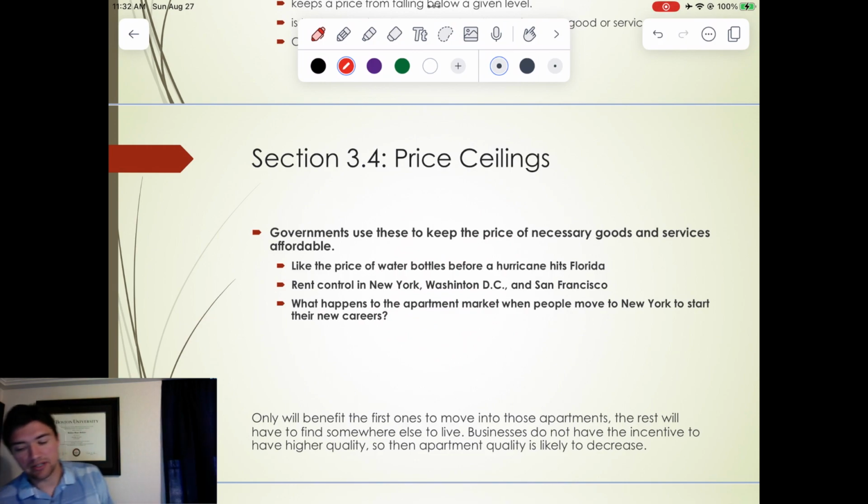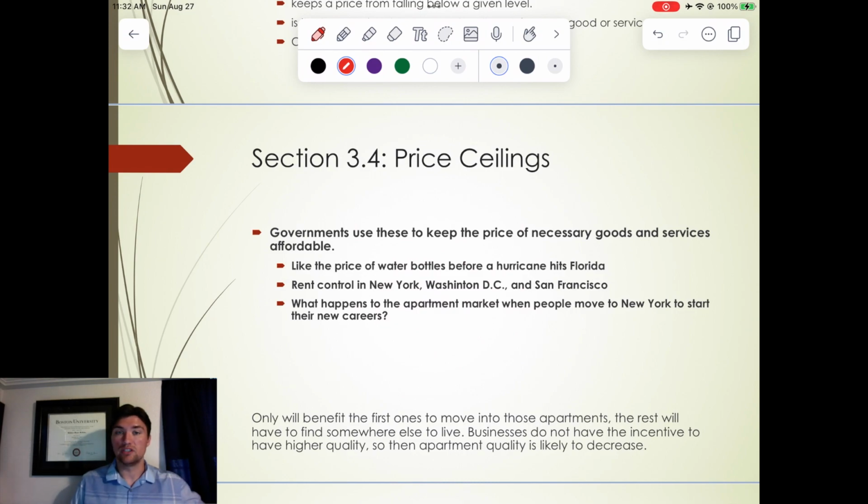So this could be the price of water bottles before a hurricane that hits Florida, right? Because what's happening with expectations? There's a hurricane coming. I need water. So I need to buy it today, which increases my demand today, which increases the price, right? But that's a necessity. So consumers are kind of like, well, I don't want to pay a higher price for things that I need. Can we put a maximum price on this?